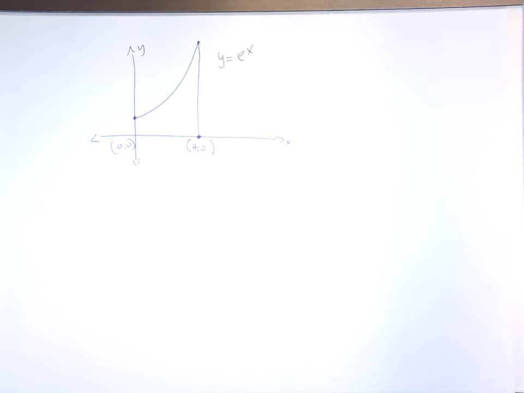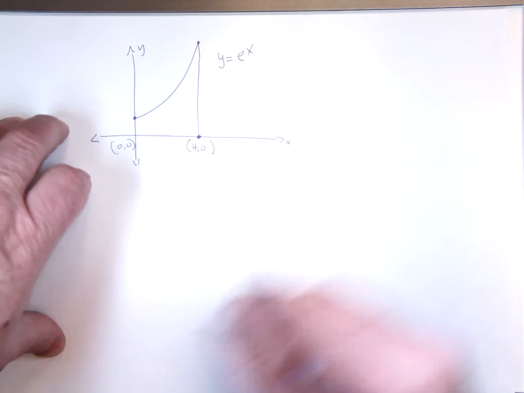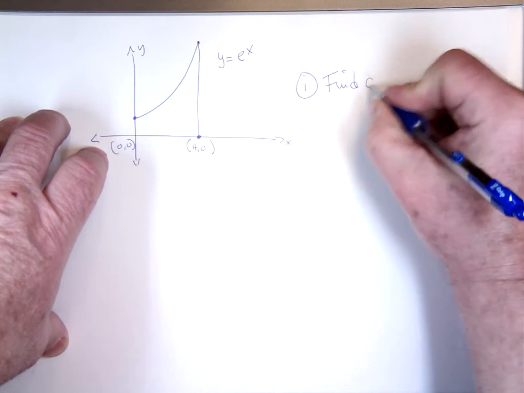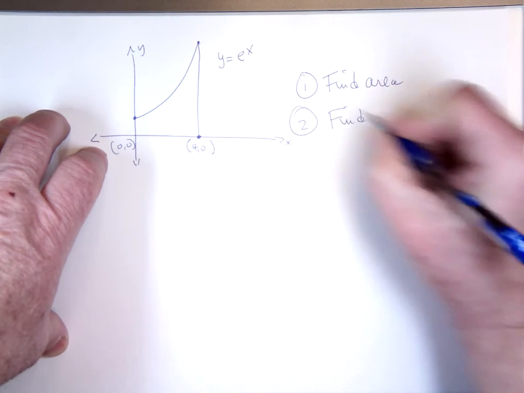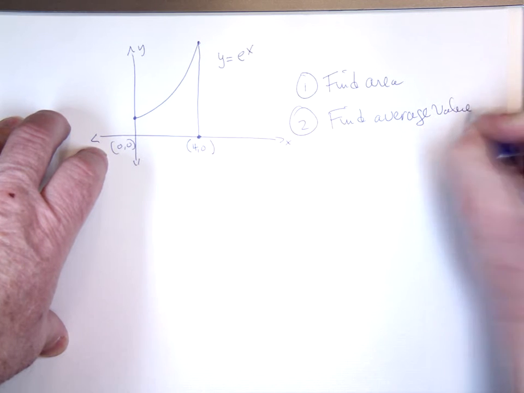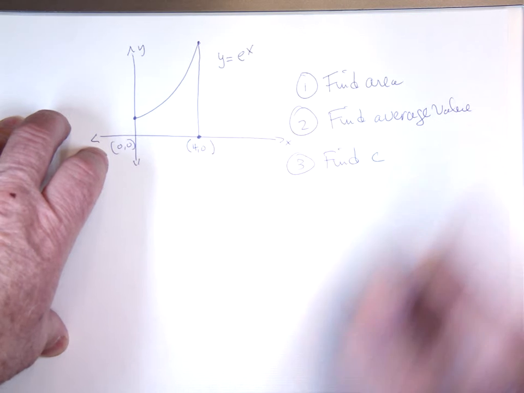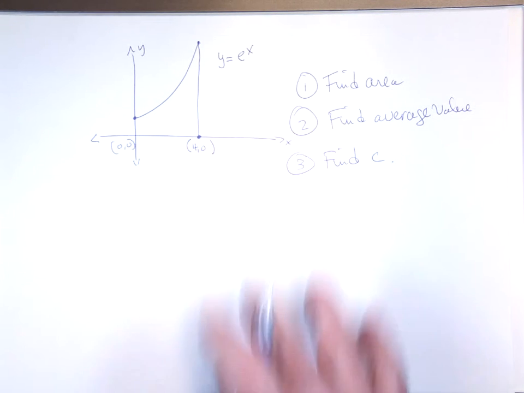Okay. But anyhow. Here's what I want you guys to do. One, find the area. Two, find the average value. Three, find the C where the average value occurs. I want you to do those three.